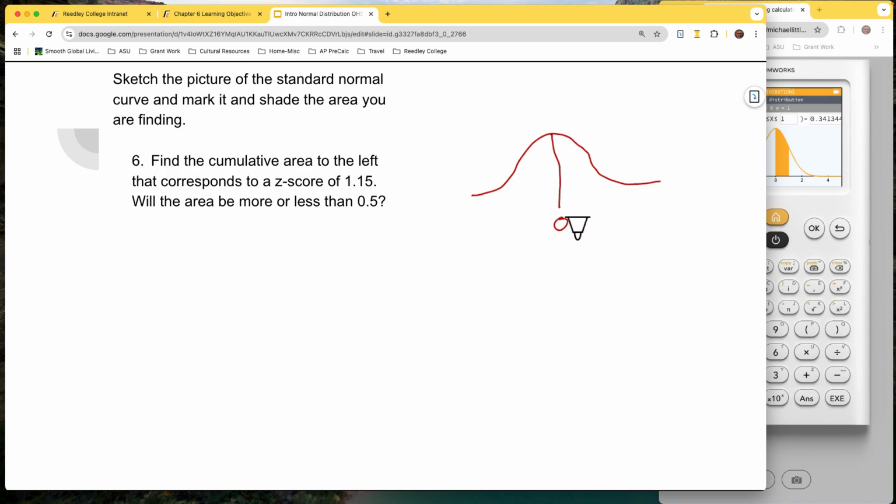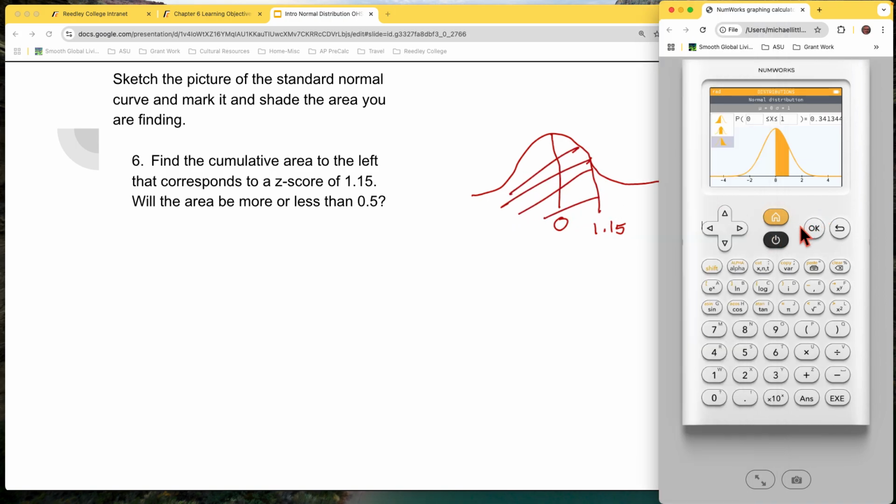The mean, right, which is 0. So where is 1.15? It's above, right? And again, we're just estimating. I'm going to say it's about here. And we want the area to the left. So to the left, is that above or below? Below this. Yeah, to the left is over here. So this is what we want.